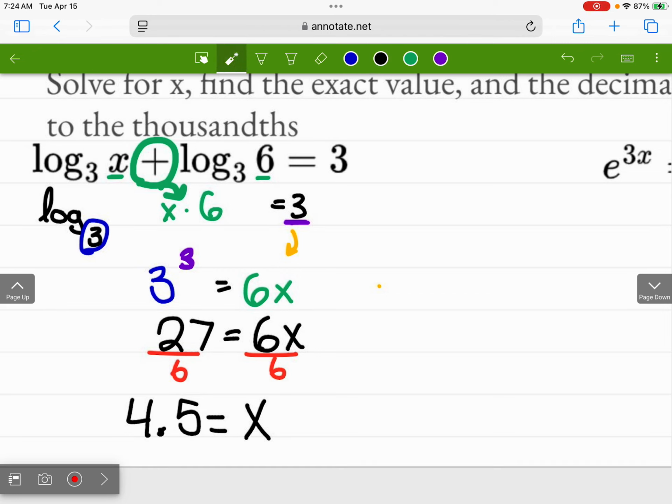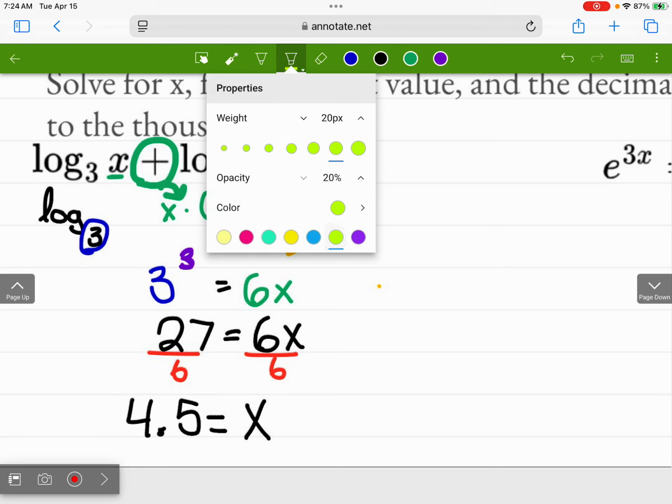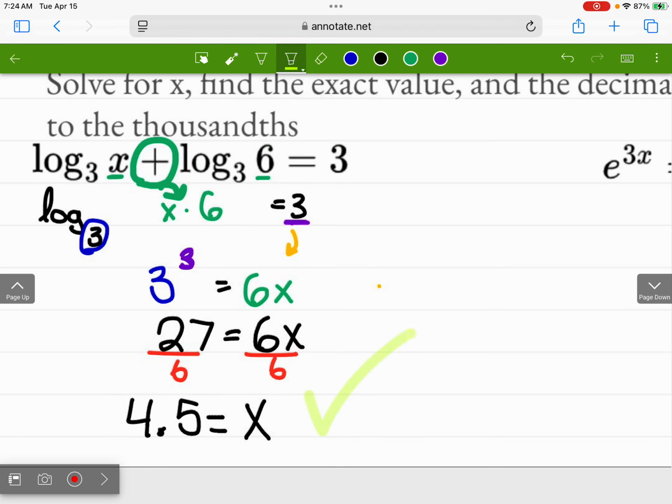And since we have an x in our argument, we need to double check that we don't wind up with negative arguments or negative bases. So if I substitute this 4.5 in, does this check? Yes, it does. That is the extent we need to do with the check. Ta-da, we checked.